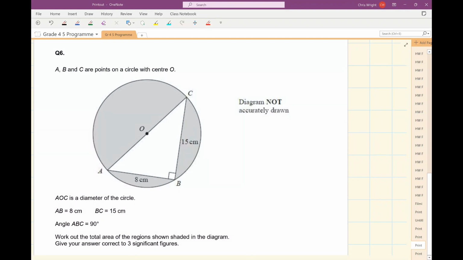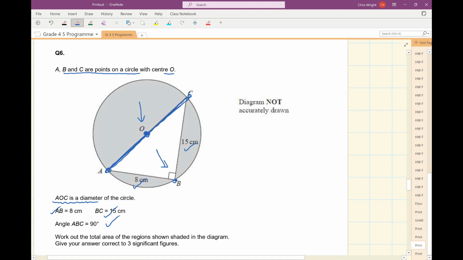Question 6. A, B, and C are points on a circle. Yes, they are, with a centre O. So that's the centre of the circle. AOC is a diameter. That's that line. And that's the diameter of the circle, or a diameter of the circle. AB is 8, that's marked on the diagram. BC is 15, that's marked on the diagram. Angle ABC, there it is, 90. That's marked on the diagram. So I think I understand the diagram, and I understand all those words.